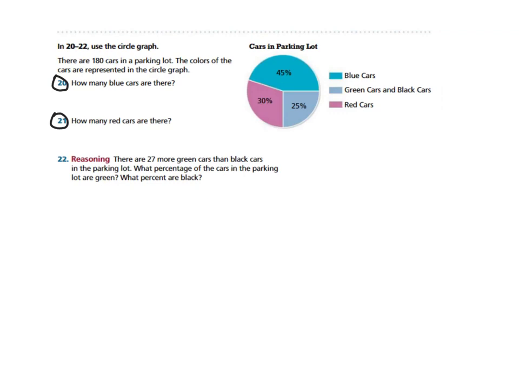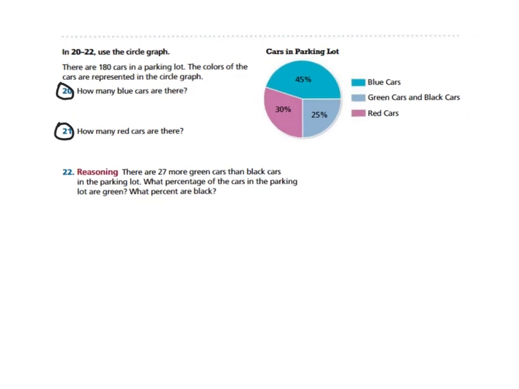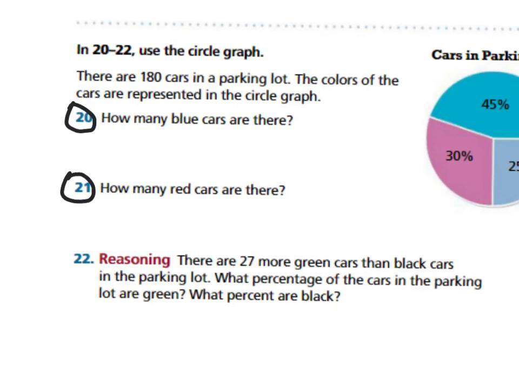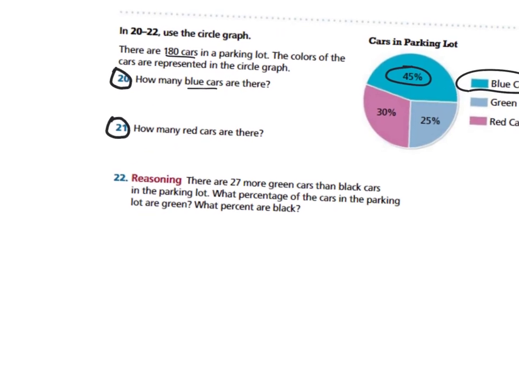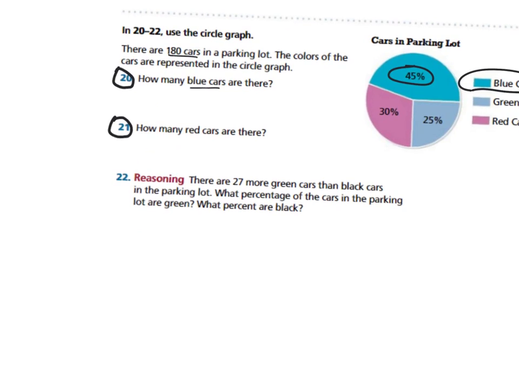The next part, we're looking at the circle graph. The circle graph is based off of 180 cars, and the first question is how many blue cars are there? So the blue cars, that's 45%, so 45% of 180. Change that to a decimal and multiply, and that would be 81.